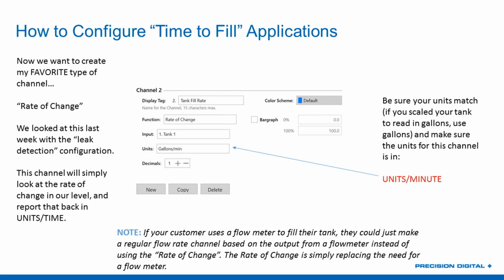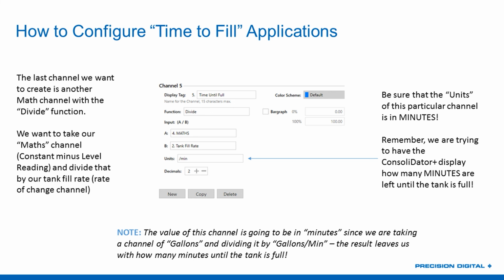Now, the next thing we want to do is create another math channel, except we're going to divide. Okay, so here's what we do. We want to take the difference between the tank reading and our constant channel divided by our rate of change.